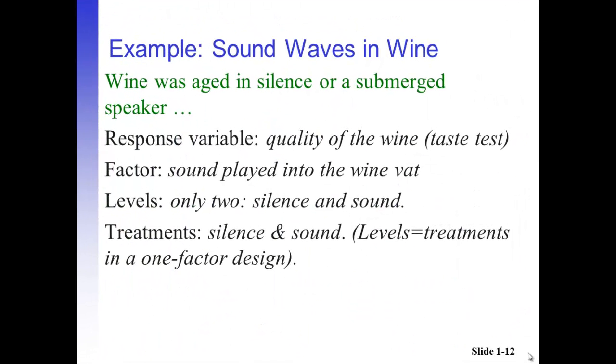In this case, the response variable is the quality of the taste of the wine. The factor, there's only one, is whether or not sound is played into the wine vat. The levels, there are only two levels. Either there is silence or there is sound. The treatments then are simply this: silence and sound. The levels are the treatments in this case because there is only one factor, that of sound or not.